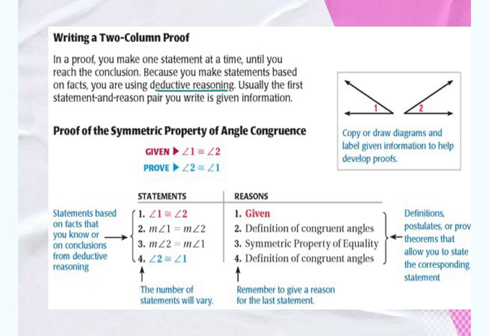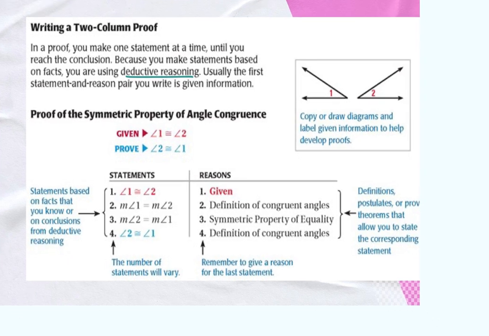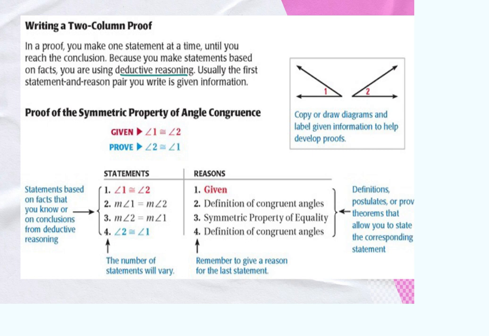And here's another example. So this one, the proof of the symmetric property of angle congruence. It says you're given angle 1 equals angle 2, and you're trying to prove angle 2 equals angle 3. So if angle 1 is congruent to angle 2, then that means the measure of angle 1 equals the measure of angle 2, and that's the definition of congruent angles. We can switch the order here and say the measure of angle 2 equals the measure of angle 1. The switch of the order is the symmetric property. And then we can go back to congruence, and that's the definition of congruent angles. The good news is you don't have to do that anymore. You can go from one to the other, and you can have your reasoning be symmetric.